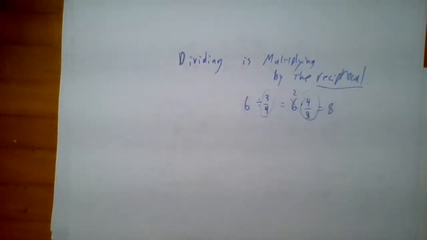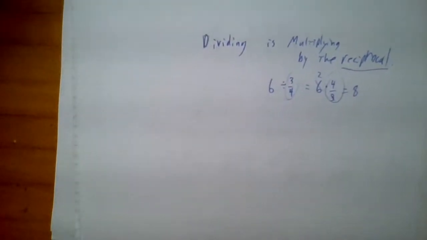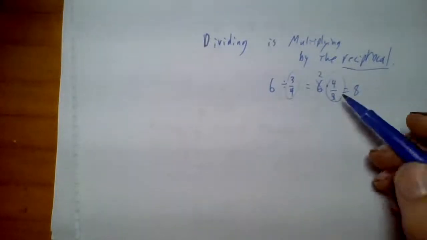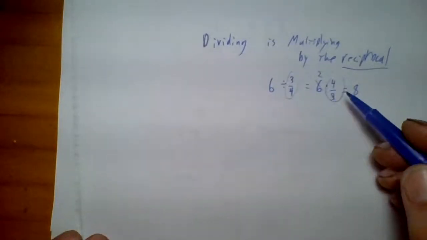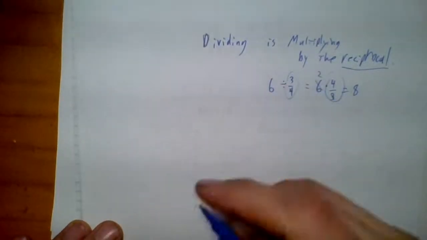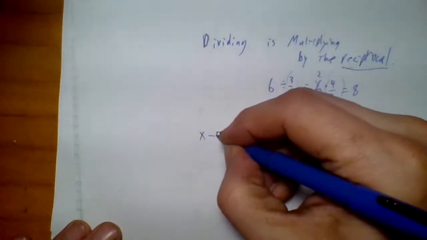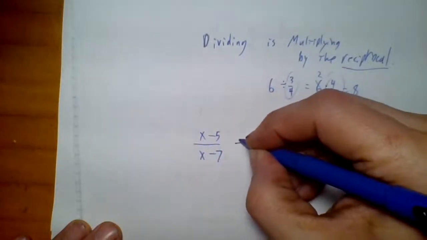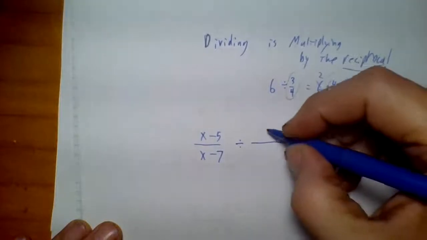So that's what we're going to do if we're trying to divide polynomials, divide rational expressions. I mean, we're going to look at a division problem. We're just going to turn it into a multiplying problem, and whatever the numerator and denominator are, we're going to flip that around. So I have x minus 5 over x minus 7 for one of these things. And then I'm trying to do a division problem.